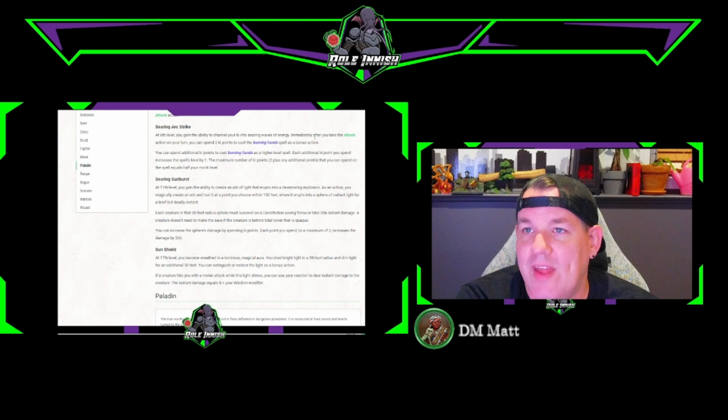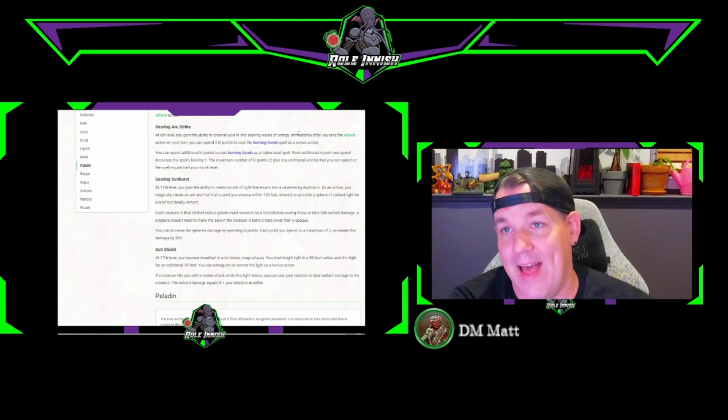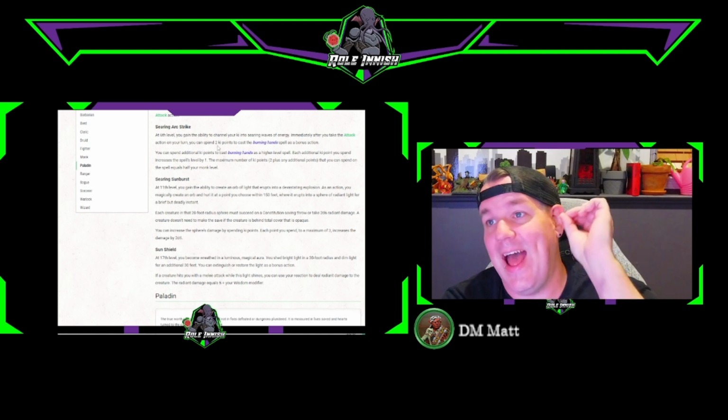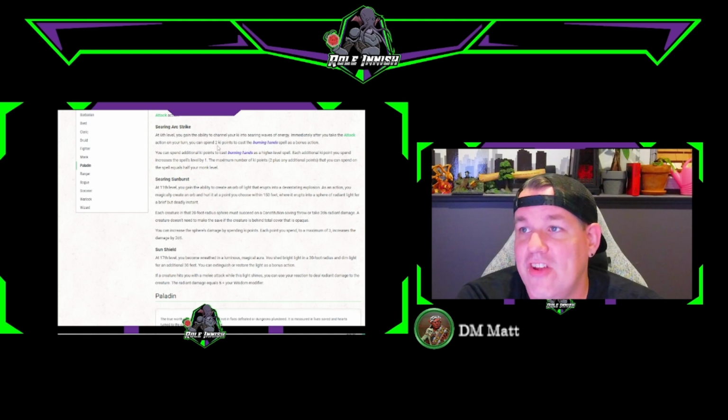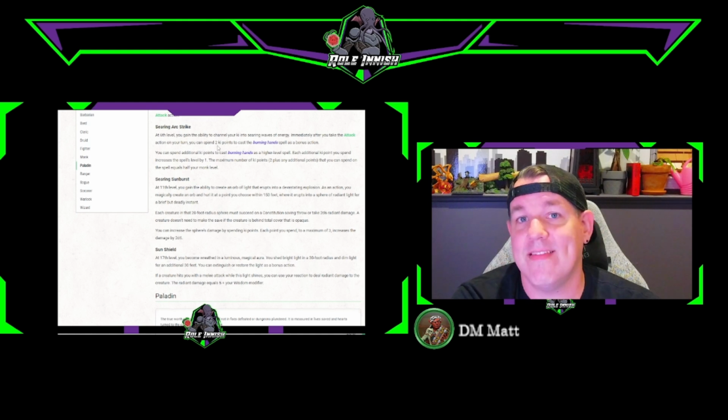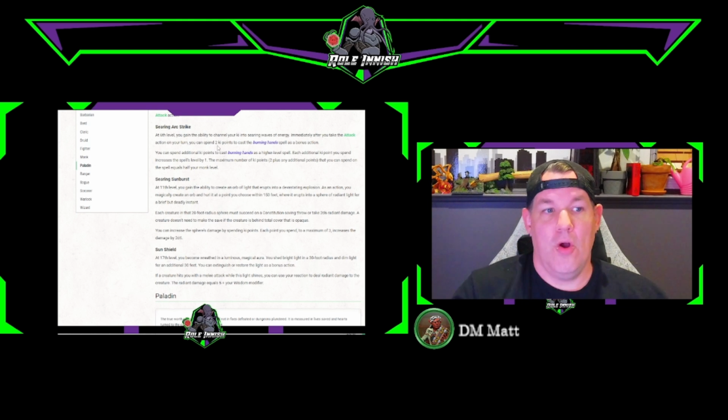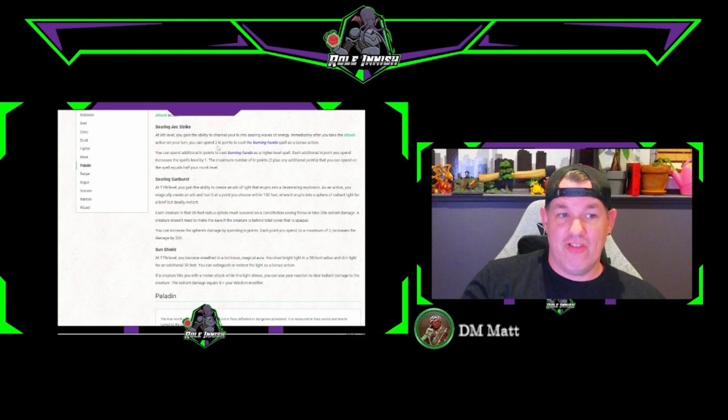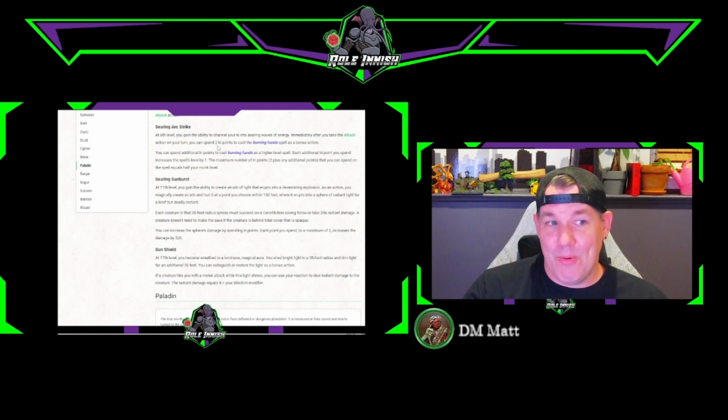Immediately after you take the attack action on your turn, you can spend 2 key points to cast Burning Hands as a bonus action. You can spend additional key points to cast that Burning Hands at a higher level. Each additional key point you spend increases the level by 1. So if you're going to do it as a bonus action at 1st level, it's just the key point. But if I spend 6 key points, I'm casting that at 6th level, okay?